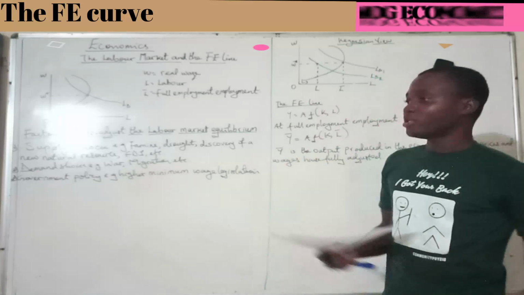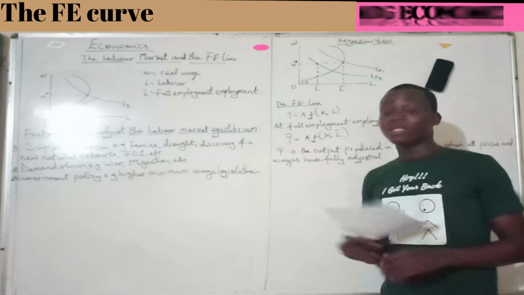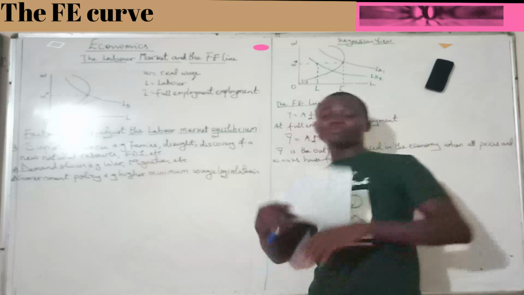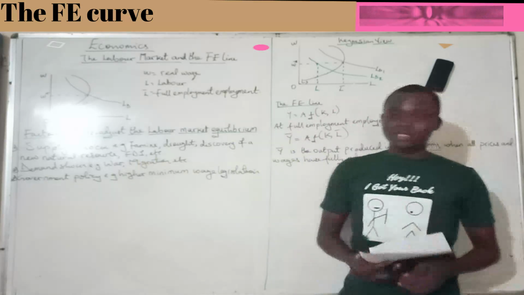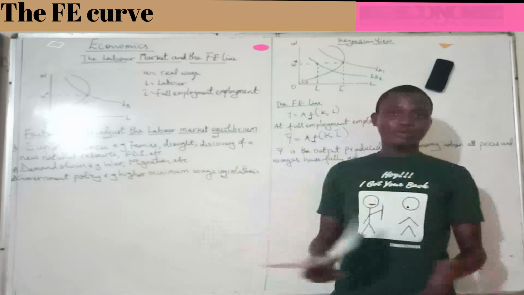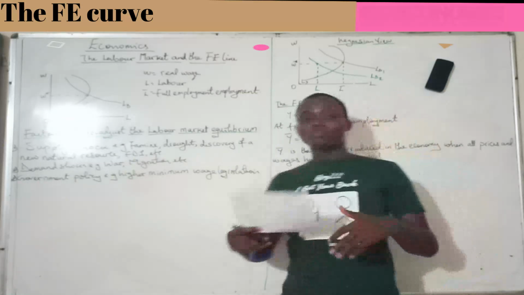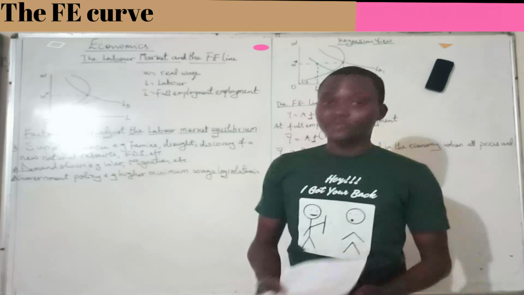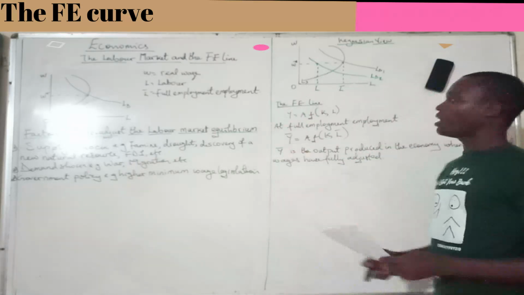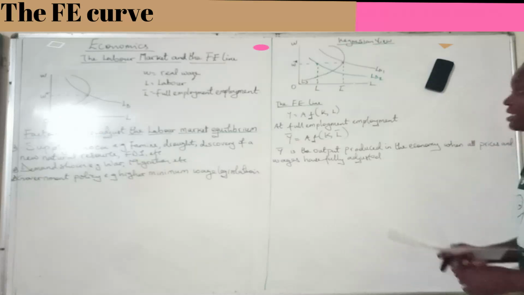Now, the labor market is just a market where labor services are bought and sold. A lot of people come to offer their services, and a lot of firms and companies buy the services that these people are offering. So we don't have to say too much about it. Now on the board we have a labor market that's at equilibrium.